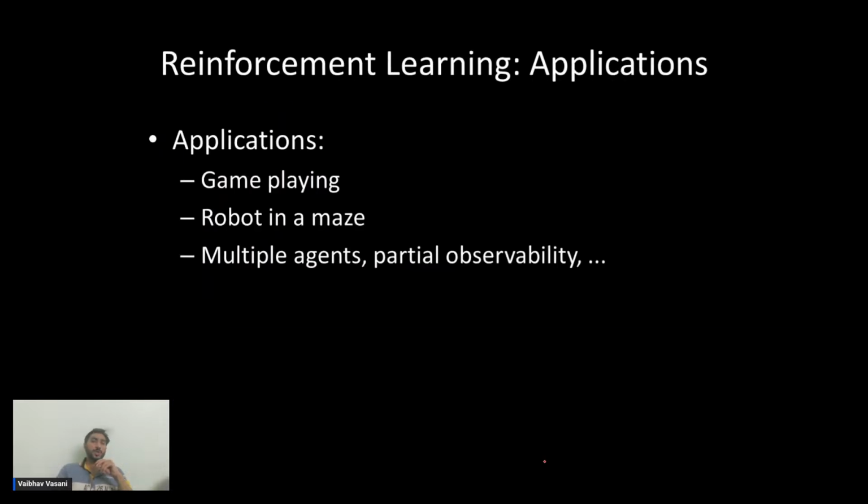Reinforcement learning applications: game playing, robot in maze, and multiple agents and partial observability. Now, let me explain game playing. When you play a game, you are against some opponents. Suppose you are playing as a counter-terrorist, and there are terrorists moving around the arena. In that arena, the agents are learning on their own, so that they do not cross the border through the walls and all.